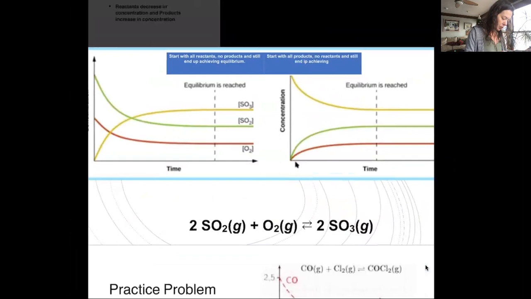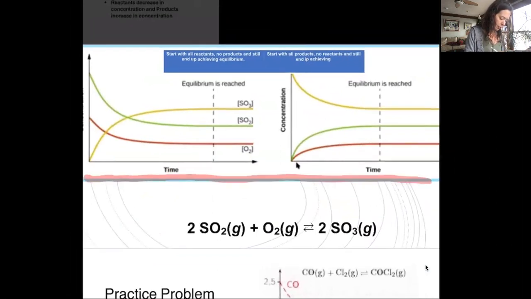Notice here, we've got these graphs up above, and they reference this reaction here. Notice that there are two sulfur dioxides for every one oxygen. Notice that both of those are our reactants, obviously. So let's relate that to the graph. The two sulfur dioxides are right here. The oxygen is here, and the sulfur dioxide is here.